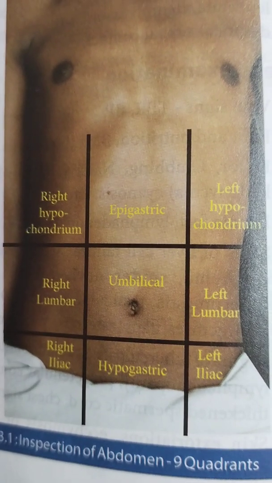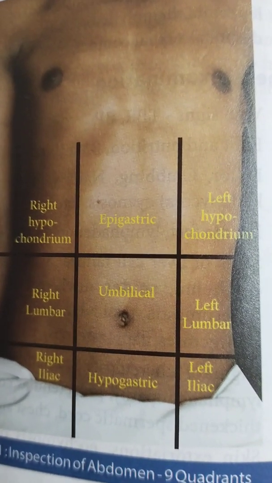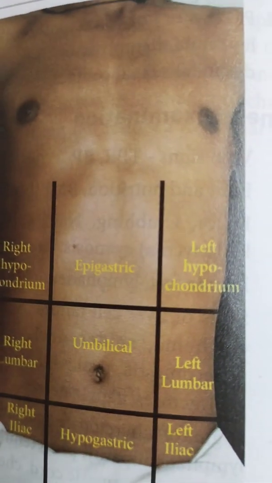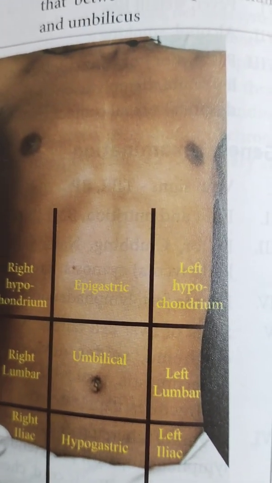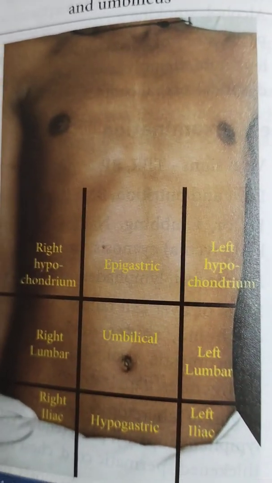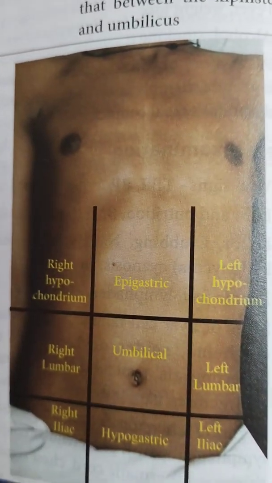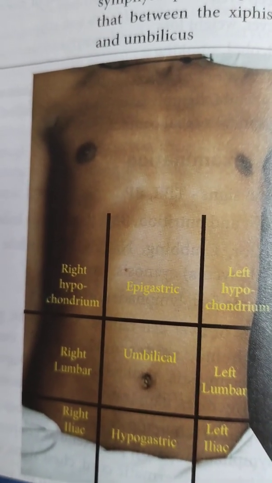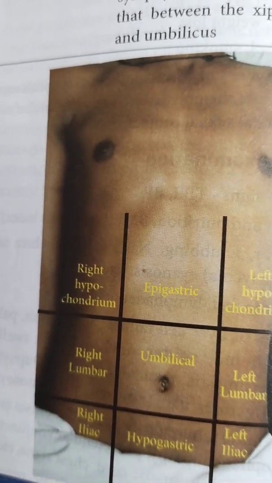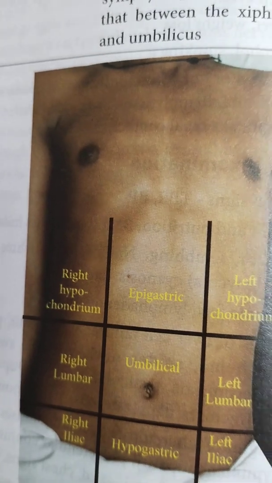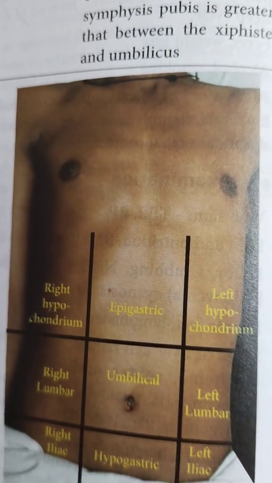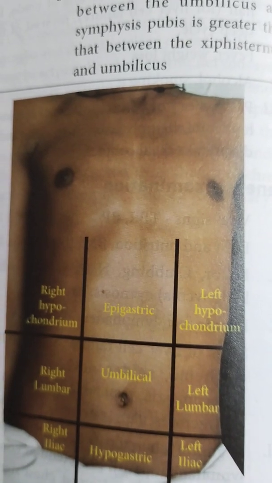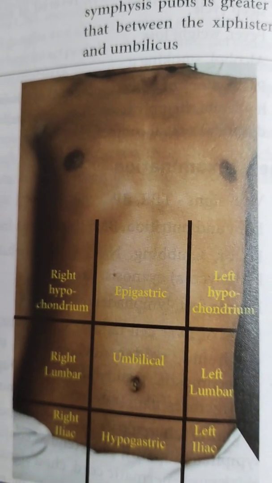Now, when we talk about the right hypochondriac region or right hypochondrium, the body organs corresponding there are liver, gallbladder, right-sided kidney, and the small intestine. When we talk about the left hypochondriac region, the body organs are spleen, colon, left kidney, and the pancreas.